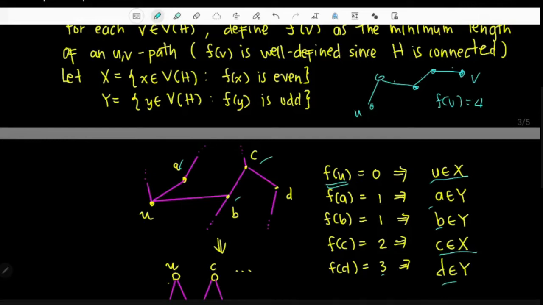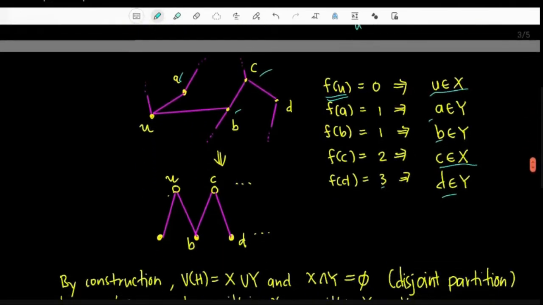So for every point in H, we compute f of V. Now, if f of V is even, V will belong to X. But if f of V is odd, that vertex will belong to Y. So any of the vertices belongs either to X or to Y, but not to both. So that means X and Y are disjoint. Now, if you take the union of all these points, of course, X union Y will be H. So, X and Y satisfy our first requirement for a bipartition, that these two sets are disjoint.